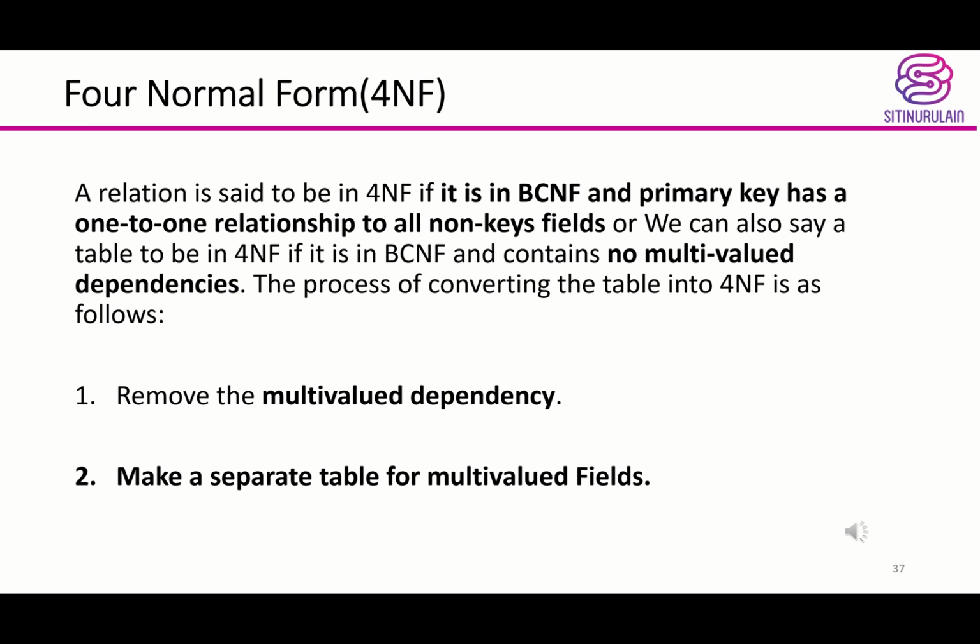A relation is said to be in fourth normal form if it is in Boyce-Codd normal form and primary key has a one-to-one relationship to all non-key fields, or we can also say a table is in fourth normal form if it is in Boyce-Codd normal form, BCNF, and contains no multivalued dependencies. The process of converting the table into fourth normal form is as follows. First, remove the multivalued dependency. Second, make a separate table for multivalued fields.